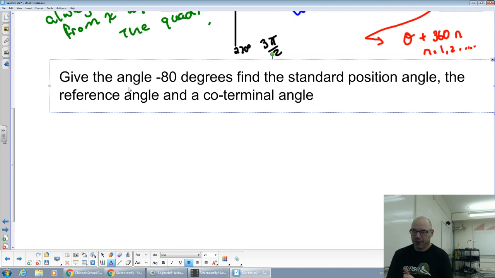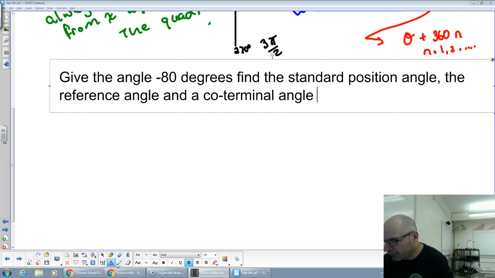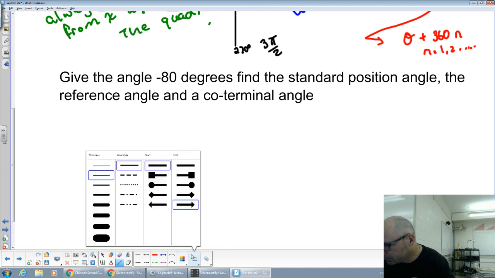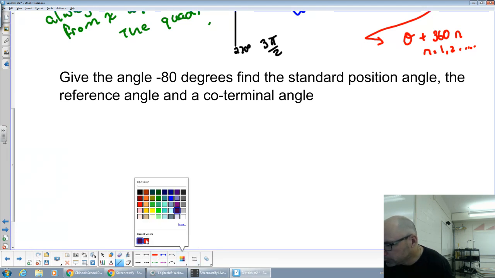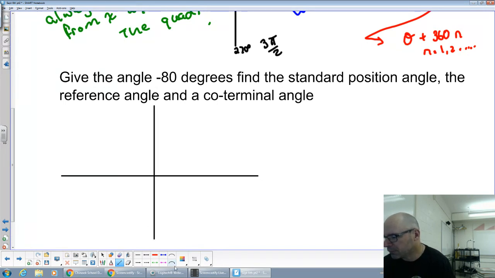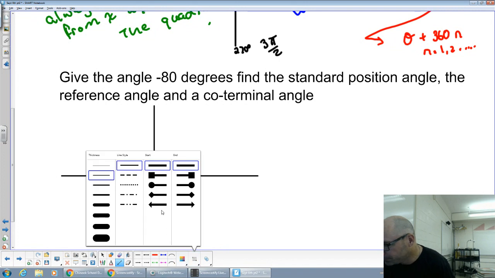Okay, so let's do that by just drawing it out. You don't necessarily have to if you can think it out, but let's do that. I'll draw my little axis over here. I won't make it as big as the last one. Oops, that's still the purple line. Let's go to the black line here instead. Okay, there we are. So negative 80 degrees means it's going to be down here somewhere. So let me get that arrow now.